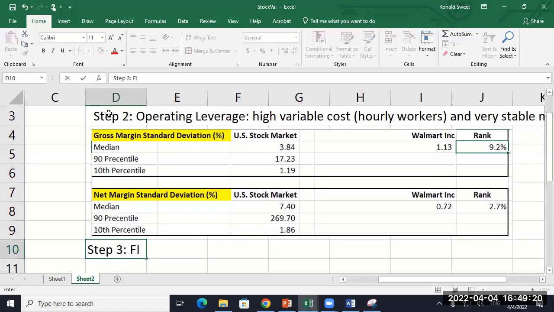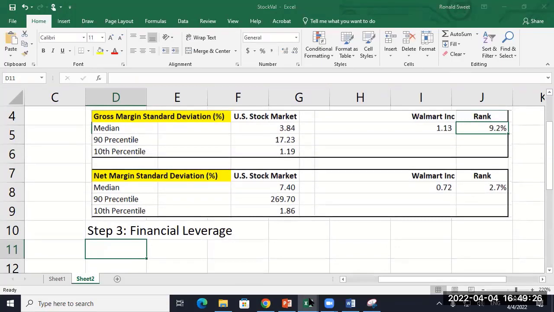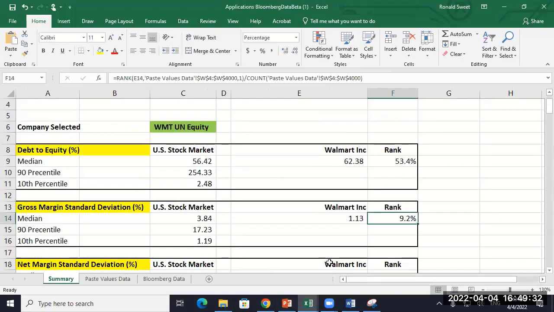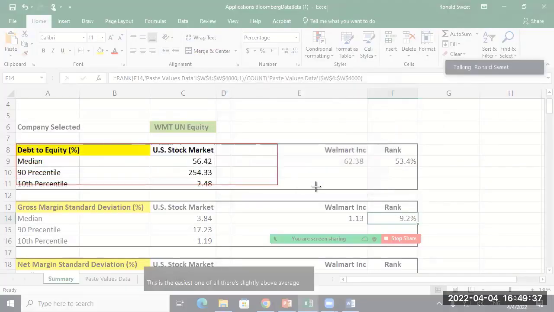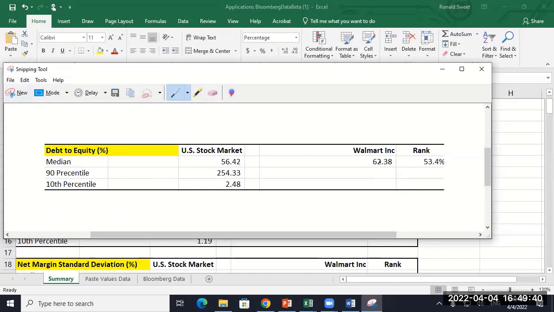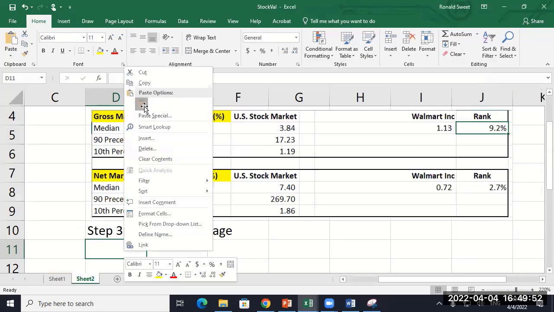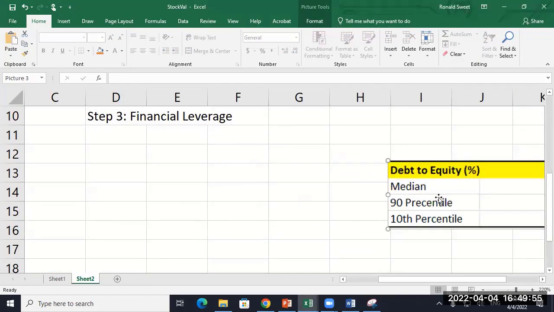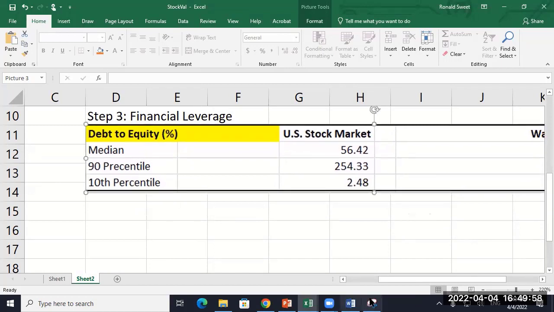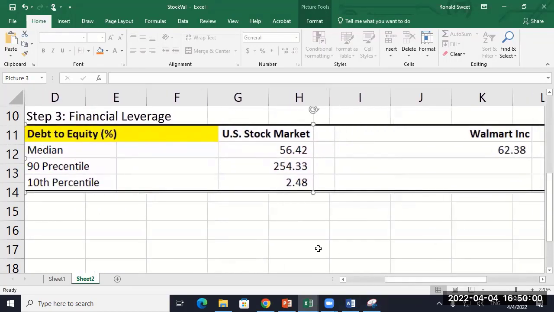Step 3, financial leverage. This is the easiest one of all. They're slightly above average, but not much. They have 62% debt to equity. The average stock is 56%, so they're just slightly above the typical stock there, but not enough. And you can put these charts into your paper. You might clean them up a little bit, pretty them up some.